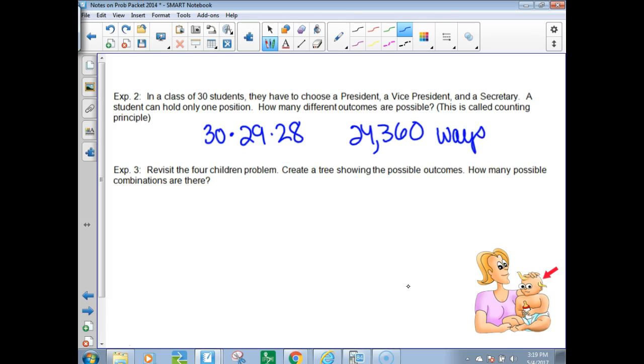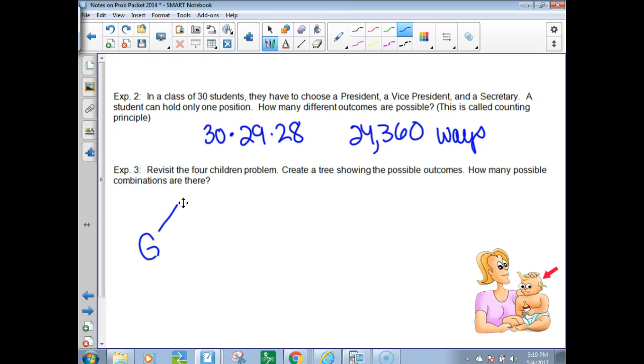We're going to revisit the having 4 children problem. We're going to create a tree diagram that shows the possible outcomes. Okay, do you really want it to look like a tree? So should I do it kind of like I did the butterfly one? All right, let's say what do you have first? A girl or a boy? Girl, I heard girl. All right, girl power, here we go.